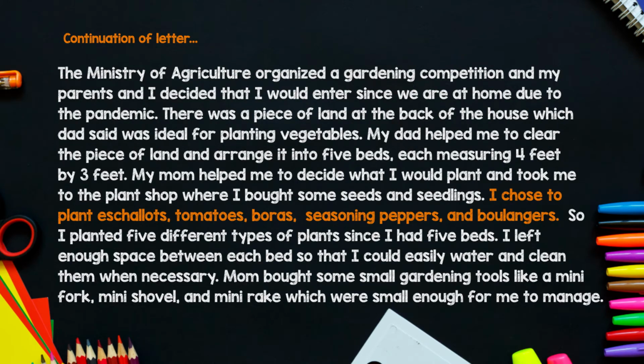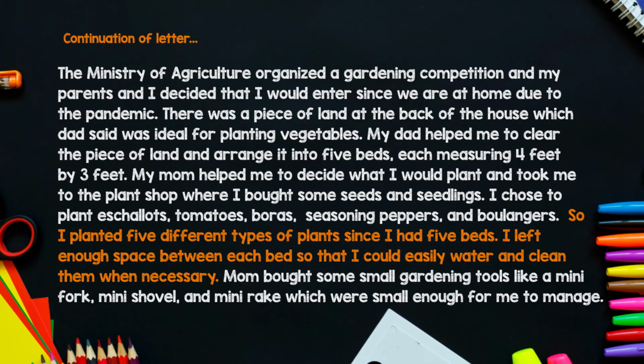I chose to plant shallots, tomatoes, bora, seasoning pepper, and balanges. So, I planted 5 different plants since I had 5 beds. I left enough space between each bed so that I could easily water them and clean them when necessary.